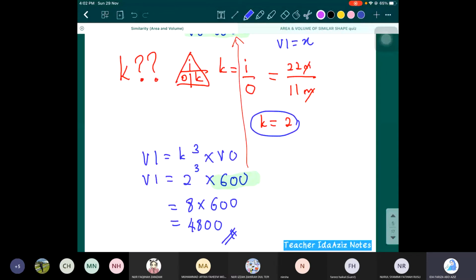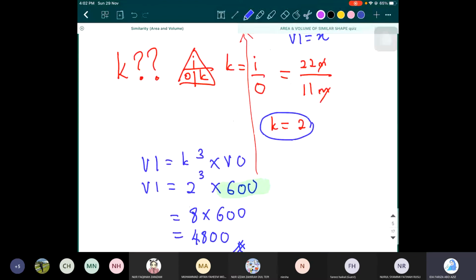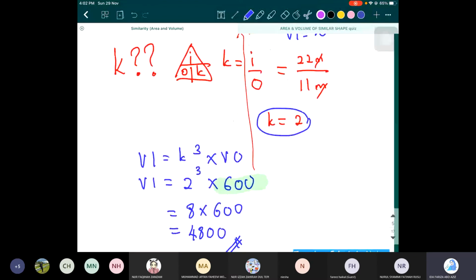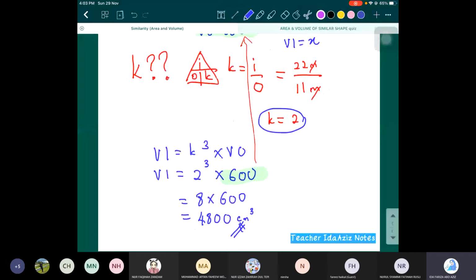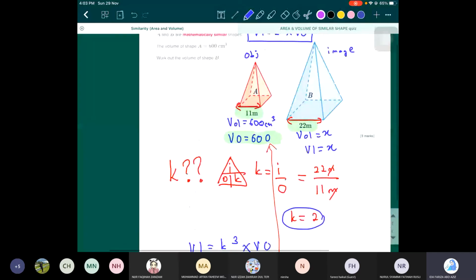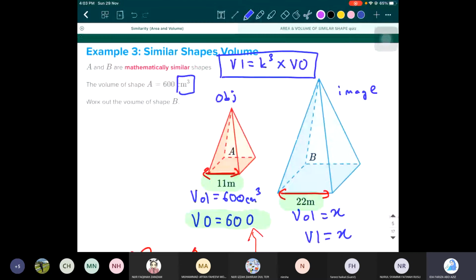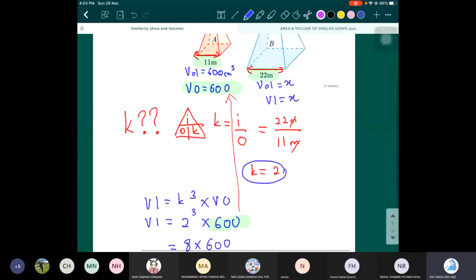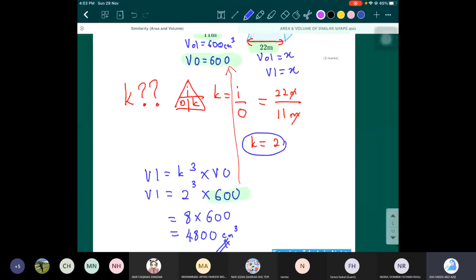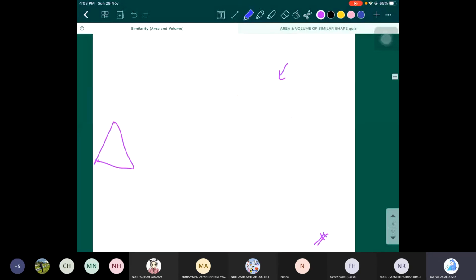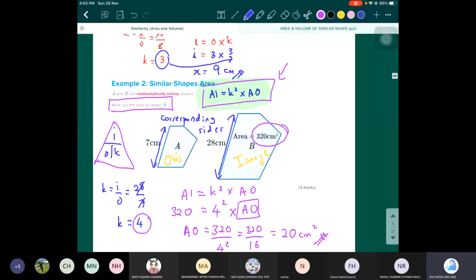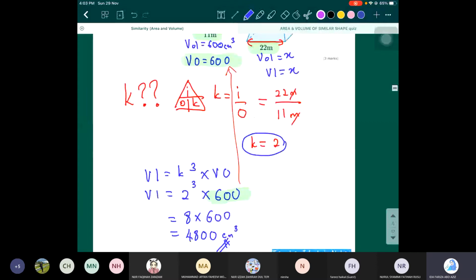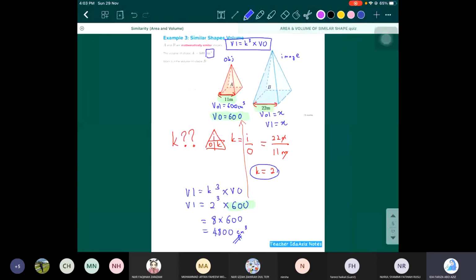Okay. So, volume of pyramid B dah dapatlah jawapan. 4,800 cm cubic. Mana teacher dapat cm cubic tu? Dari sini, kelas. Sebab dia bagi cm cubic untuk volume A. Volume B pun cm cubic. Siap. We are done. Okay. So itu tiga. There are those three examples how to compare and how to use length, and then how to compare areas, and the third one how to compare volume.